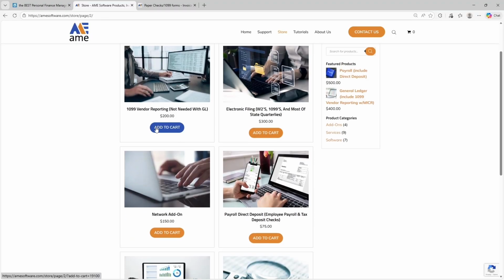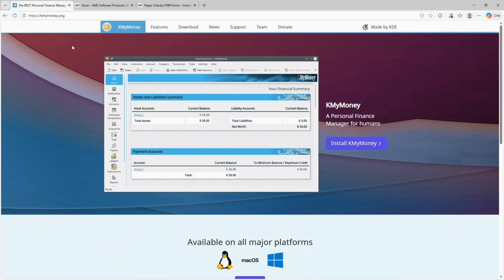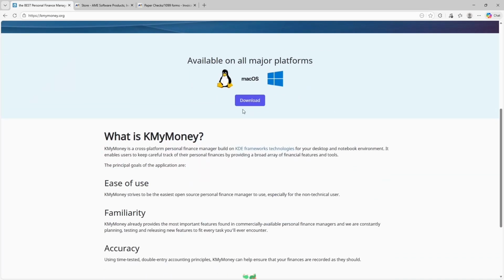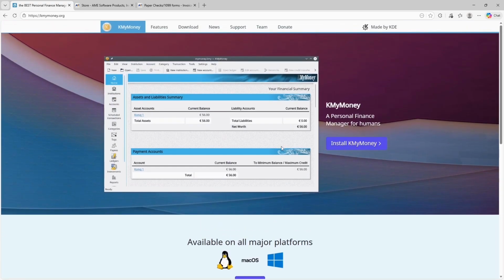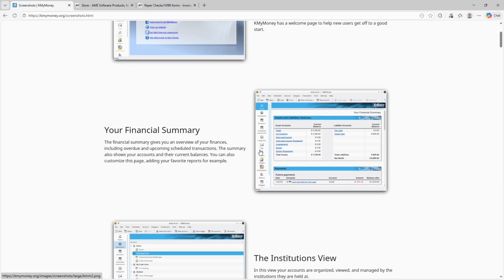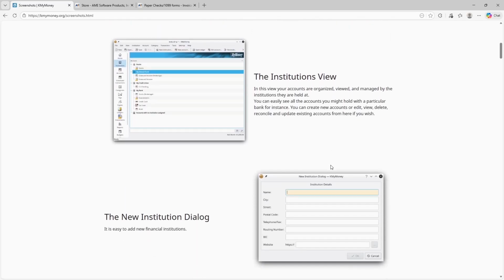This means AME software can become expensive upfront, but businesses only pay for the exact tools they need rather than features they'll never touch. Now let's talk about what KMyMoney actually does, because free doesn't mean basic here. KMyMoney is a powerful personal and small business finance manager designed for accuracy, transparency, and long-term financial tracking. It supports double entry accounting, multiple accounts, scheduled transactions, and detailed categorization that allows users to track income and expenses with precision. You can manage checking accounts, savings, credit cards, loans, investments, and even foreign currencies, all within a single file.